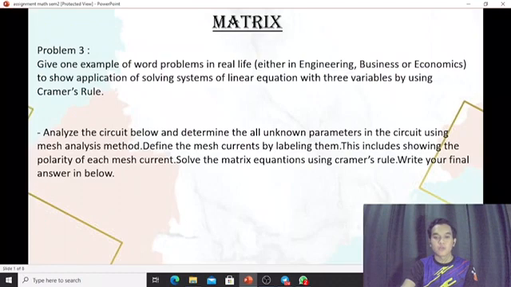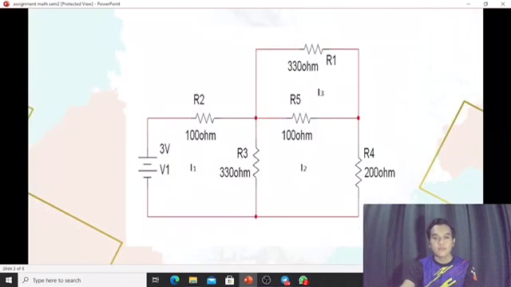Okay, based on problem 3, this is the required question. Analyze the circuit below and determine all unknown parameters in the circuit using the mesh analysis method. Define the mesh currents by labeling them. This includes showing the polarity of each mesh current. Solve the matrix equation using Cramer's rule. Write your final answer below. Okay, this is the diagram based on the question I created.